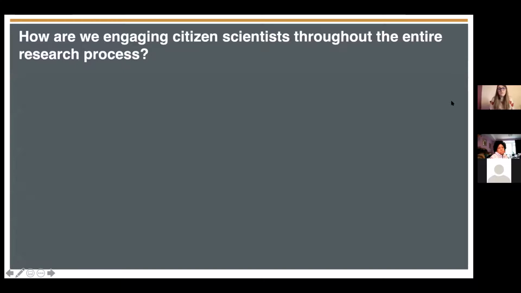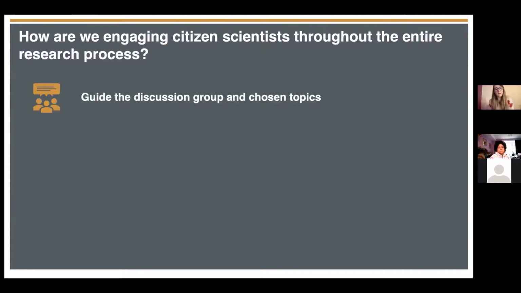So just to provide an overview of how we're engaging citizen scientists throughout the entire research process, citizens guide the discussion groups and the chosen topics. The online discussion groups and all discussion groups we have are facilitated by either 3 open-ended questions about barriers, facilitators and priorities, or they're based on the data that's been collected by citizens previously. But the citizens guide the discussion group and the chosen topics with little input from researchers. These groups are based on what citizens want to talk about in terms of their local area and the barriers and the facilitators present.